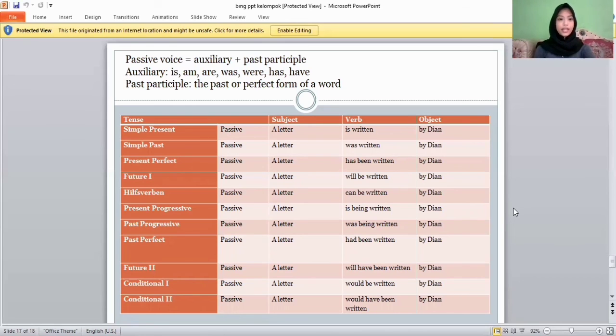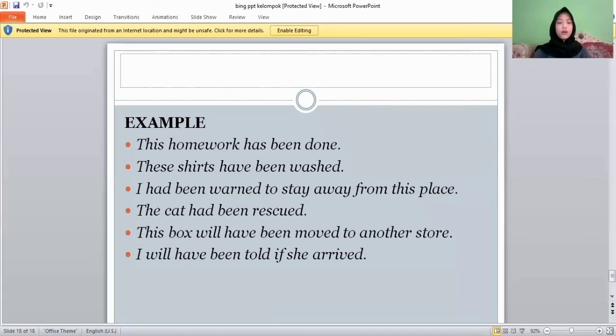Here, we can see simple present, simple past, present perfect, future 1, present progressive, past perfect, future 2, conditional 1, conditional 2. There are many. And the examples: This homework has been done. These shirts have been washed. I had been warned to stay away from this place. The cat had been rescued. This box will have been moved to another store. I will have been told if she arrives.